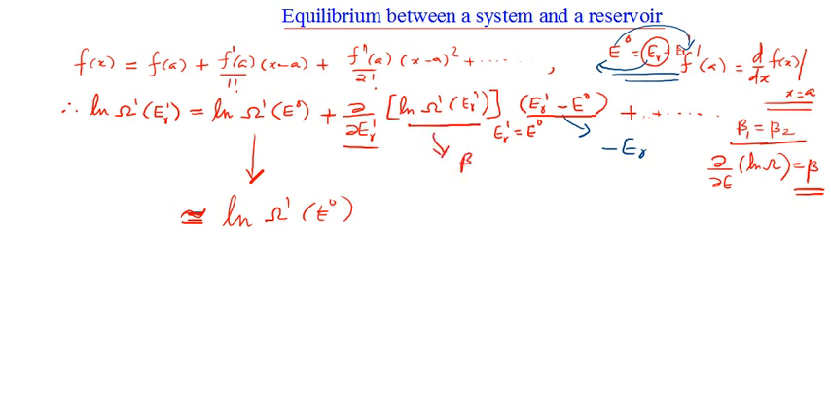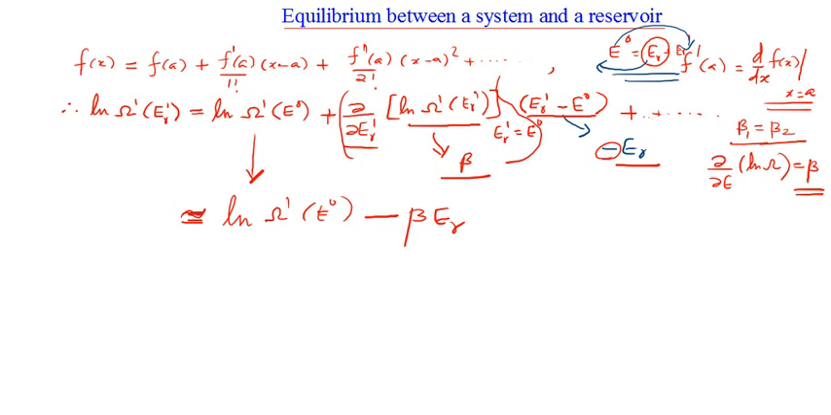So what will this one be? The second term is nothing but minus Er multiplied with beta. This minus has come from this minus into beta. This entire quantity is beta, so beta into Er. Okay, so on the left side, I have log of omega prime Er prime.